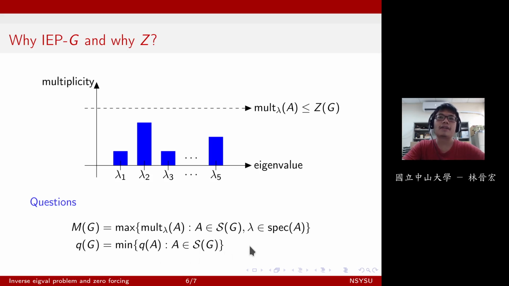It turns out that there are just so many open questions in the IEPG, and there's no general strategy to find out what is q and what is M. Even for trees, there's no general strategy to find out q(G).